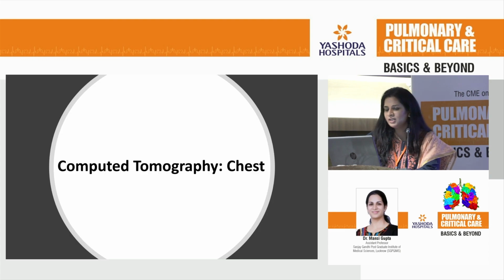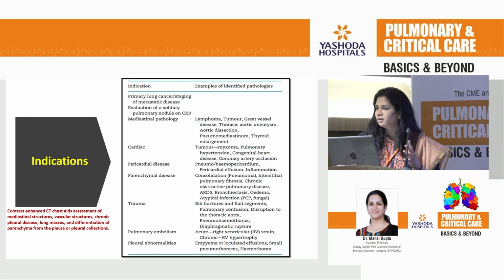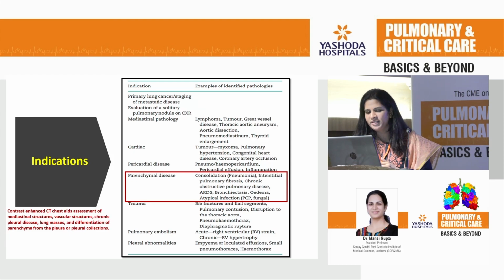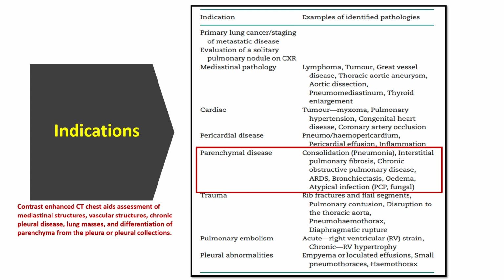So now coming to CT chest, again, it's a big topic in itself. In the next 15 minutes, we focus on only the important things. CT is indicated for many conditions like lung cancer staging and mediastinal pathologies, which I have already said. For cardiac, we do CT and MRI both. Then pericardial disease, and the lung parenchyma, I'll come to that. For trauma, sometimes you need to do a CT scan. Embolism is one important indication for doing a CT pulmonary angiography. And for pleural abnormalities, you again do a contrast CT.